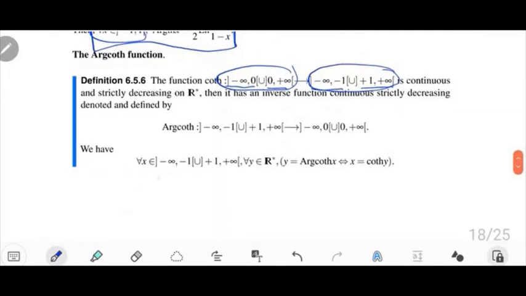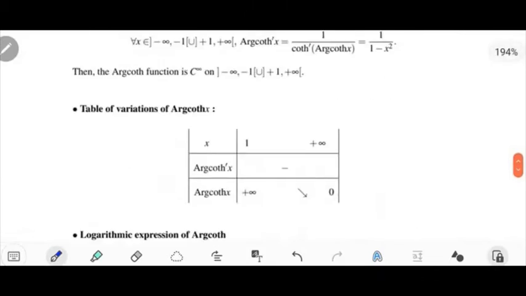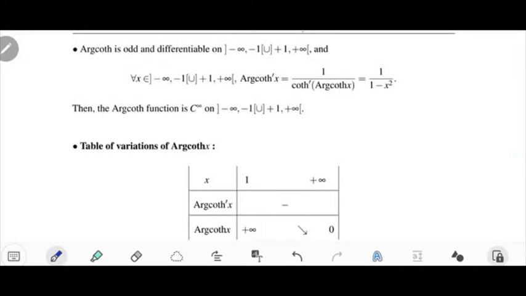And we have, for all x in (minus infinity, minus 1) union (1, plus infinity), for all y in R star, which is the range of arccoth, we have y being equal to arccoth x. It means that x is equal to coth y. And calculating also the derivative of the function arccoth, it's equal to 1 over coth prime of arccoth x. So doing the same thing we did for th, it will be 1 over 1 minus x squared.